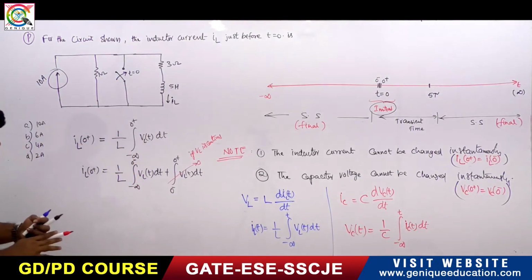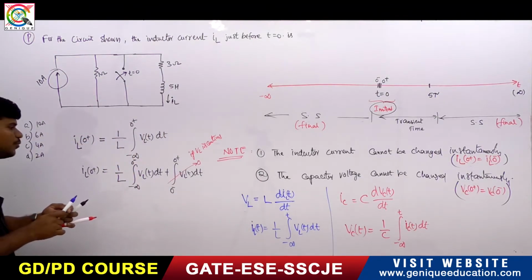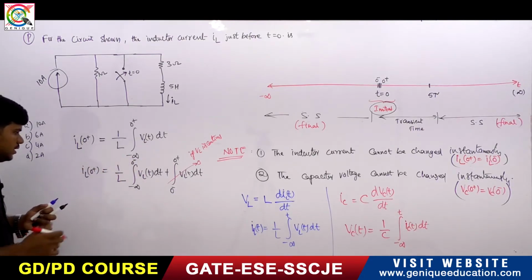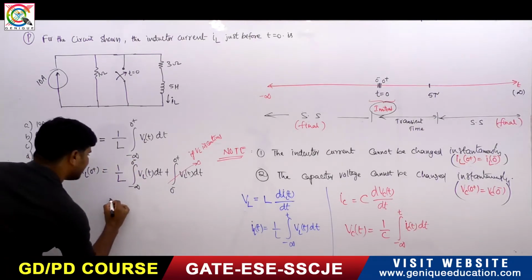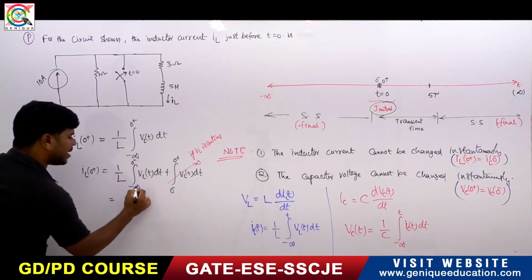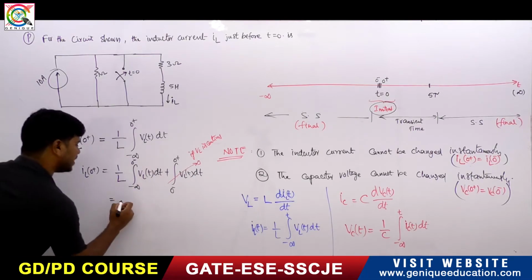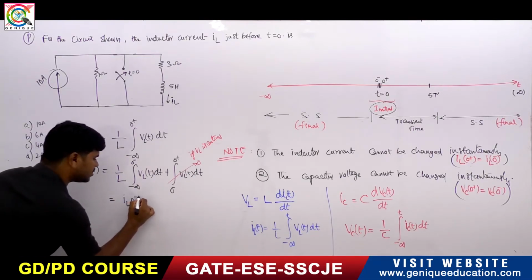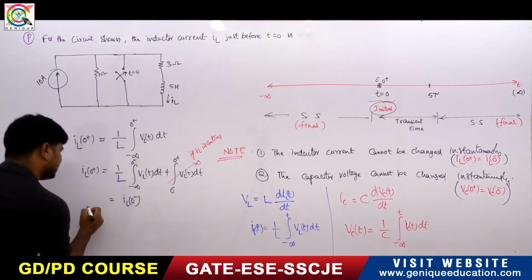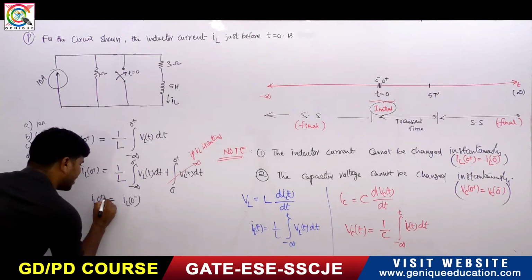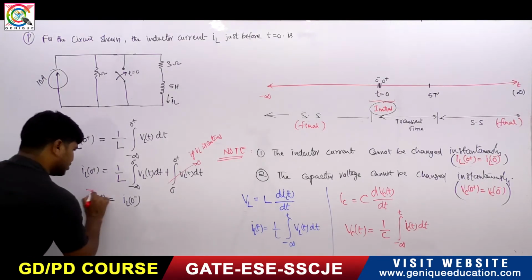So if you come to this, it is equal to 1 by L into the integral from minus infinity to 0 minus of VL of t dt. I am naming this IL of 0 minus. This is the point you have to understand. So from this, IL of 0 plus is equal to IL of 0 minus.